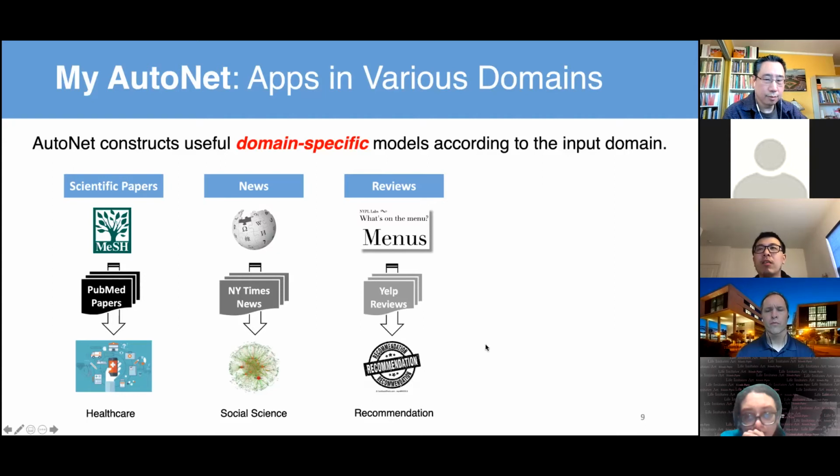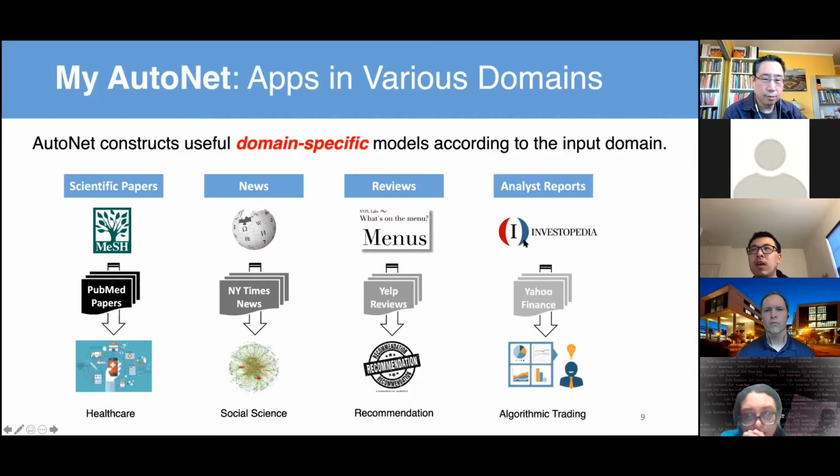If we apply AutoNet to Yahoo Finance, and at the same time replace the knowledge base with Investopedia, which is kind of the Wikipedia of the finance domain, the extracted structure information can provide useful signals for automated trading models.